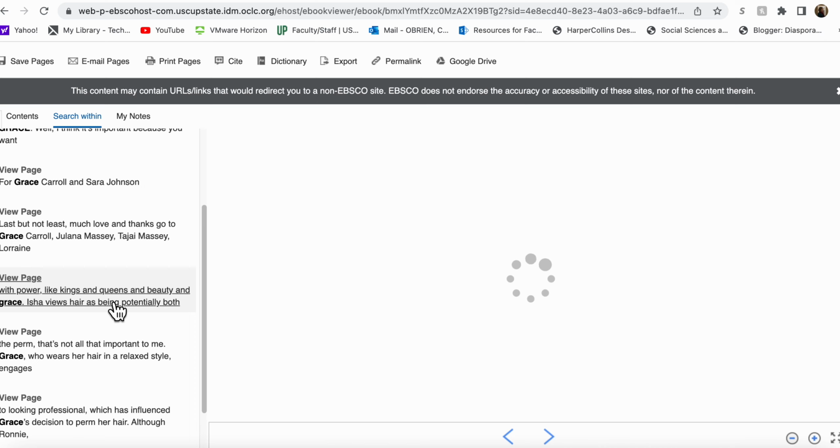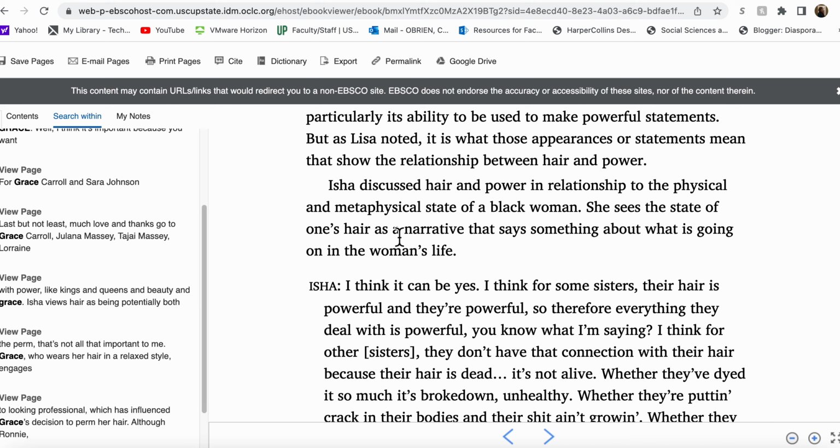So, there are ways to think about the hairdo in the pictures that I chose from Vogue. Many of the women in this book talk about hair and power, and hair is a narrative that says something about what is going on in the woman's life. So you could take that quote right here from Banks, and you can use any section of Banks that you would like to.